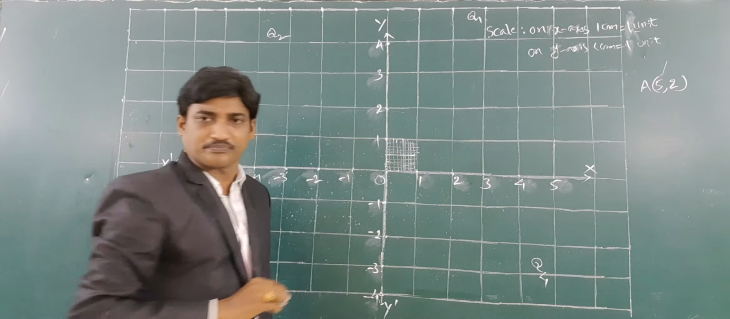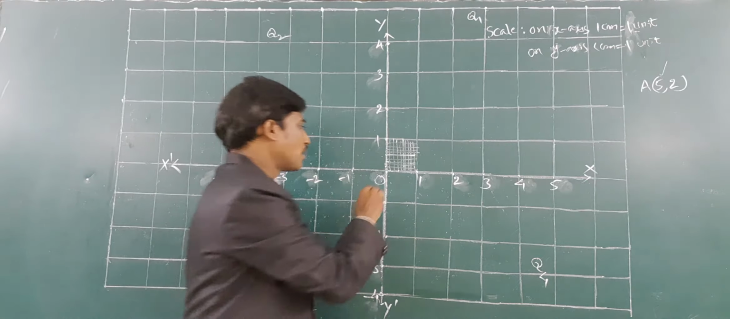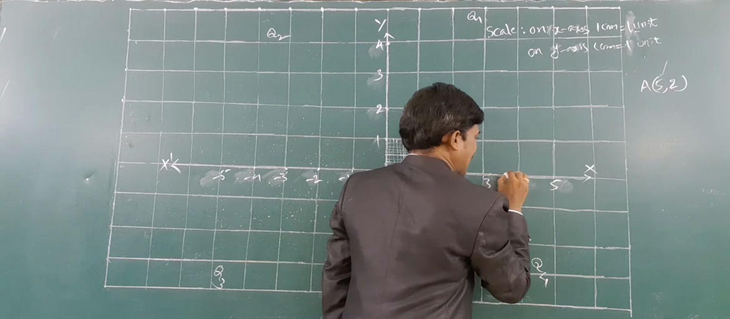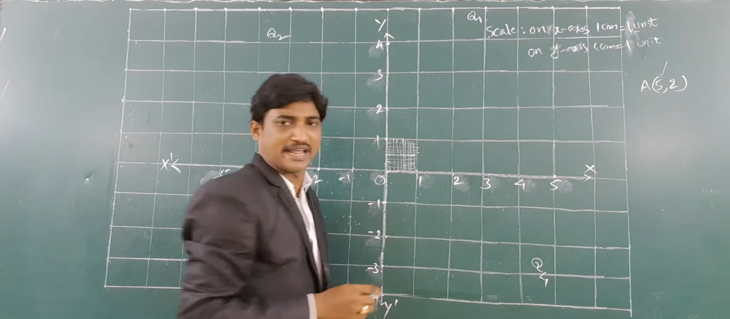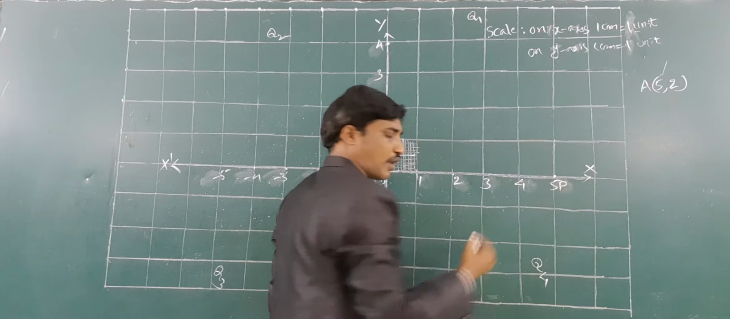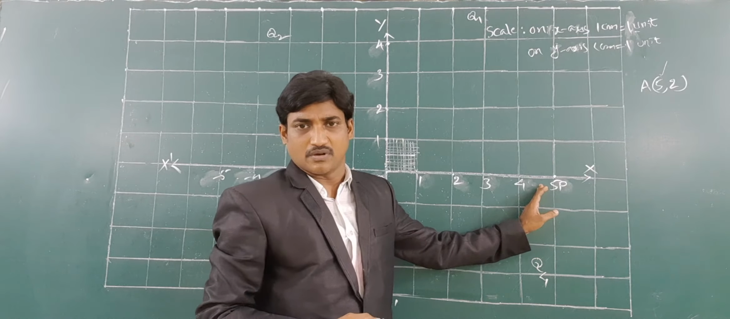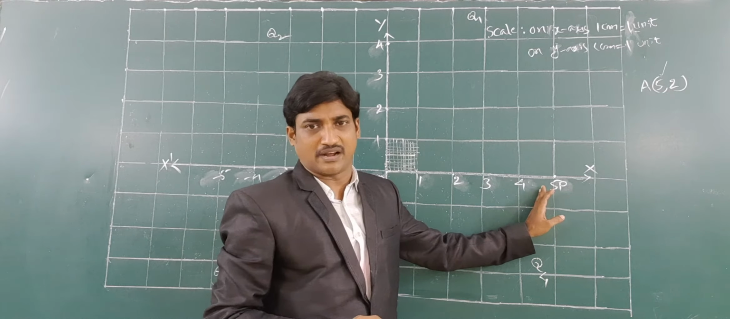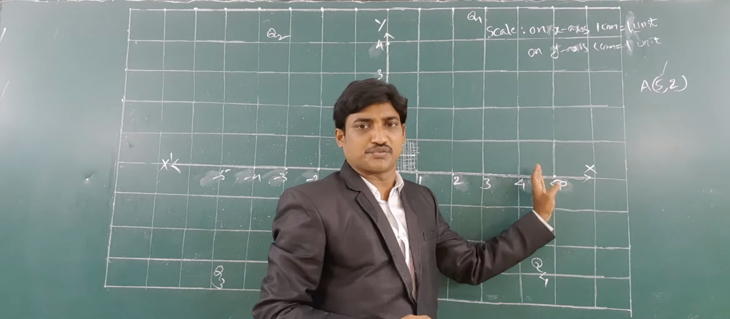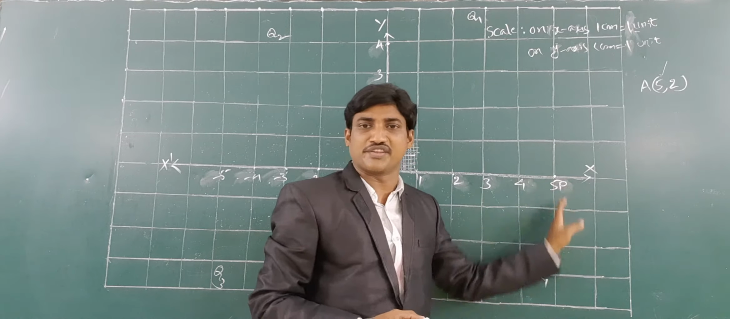Start from O. Move along the positive x-axis as 5 is positive, 5 units. Let me take that point as P. After reaching the point P, if the y coordinate is positive, move vertically up. If the second coordinate is positive, move upward, and move vertically downward if the second coordinate is negative.